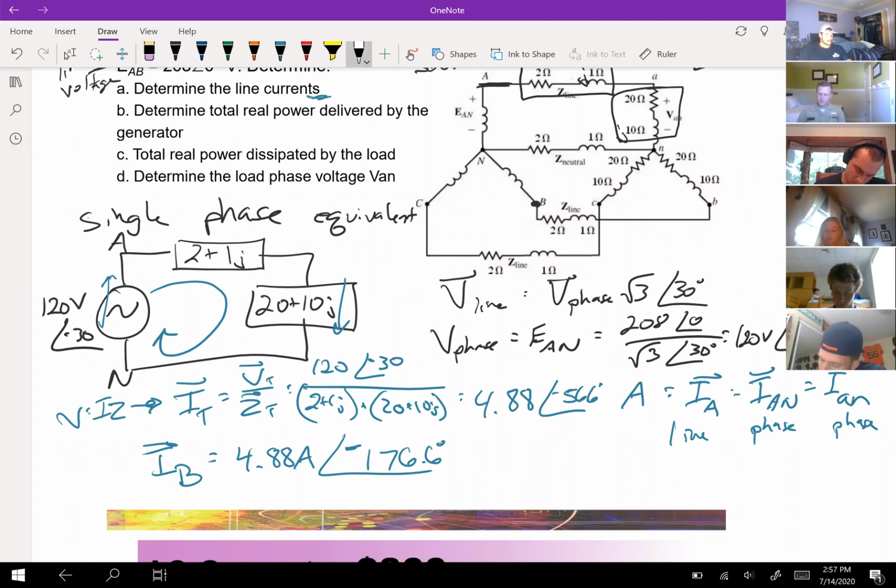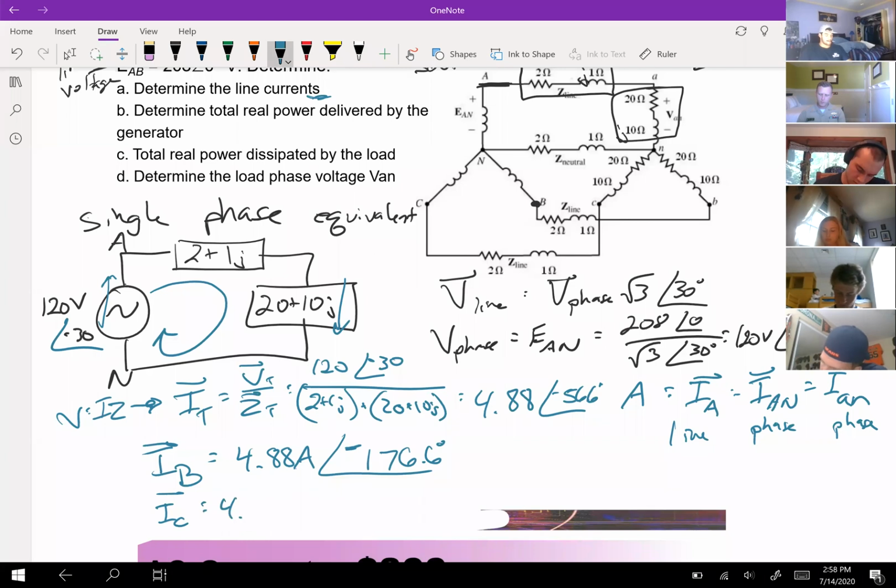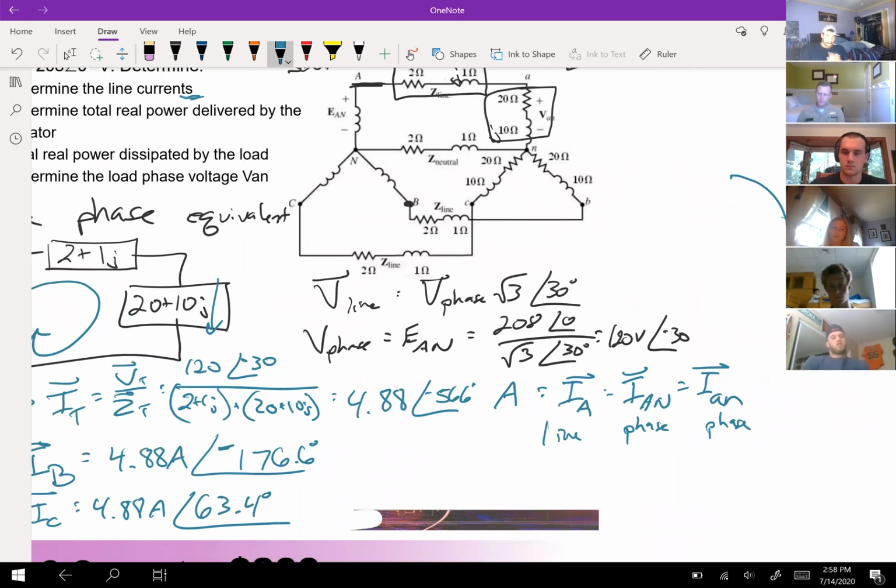I'll make some space for IC. IC is 4.88 amps angle, and now I add positive 120, so I get 63.4. On the homework, you may have seen it subtract 120 again off of the negative 176 to go to like 296. But if anything goes past 180, the most correct answer is to bring it back. So if I think about the way a circle works, right, positive 63 is the same as negative 290, or whatever it would be, 296, right?